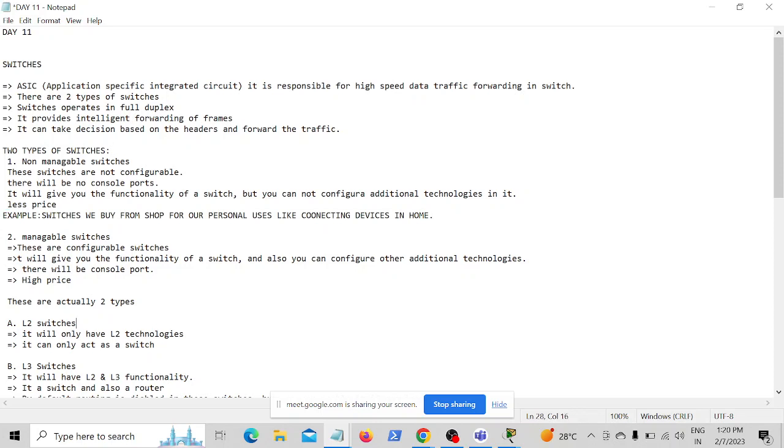But when it comes to manageable switches, these are configurable switches. We use CLI commands; further on, you'll be studying all the commands. We use those commands to configure, and it gives you the proper functionality of a switch, and you can also configure other additional technologies on it. There will be a console port. In case of manageable switches we have a console port, but in non-manageable we don't have a console port.